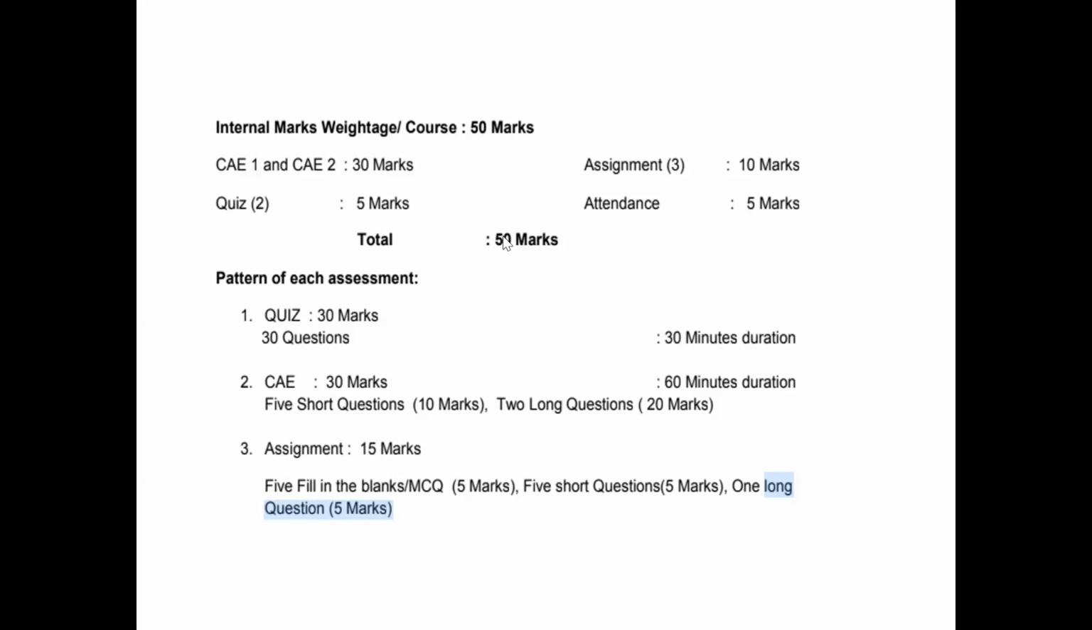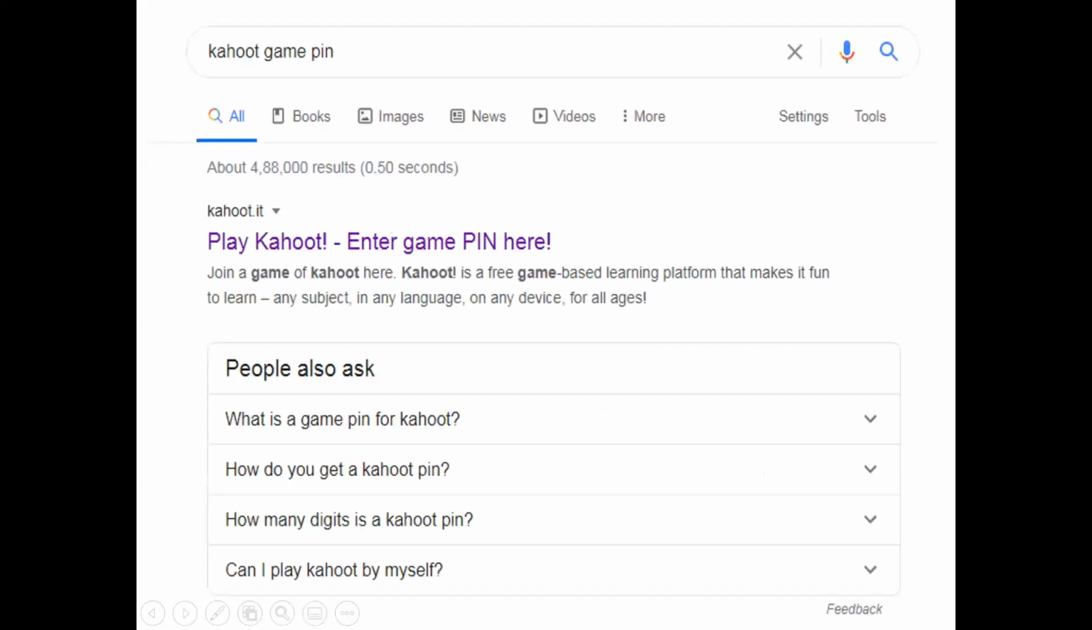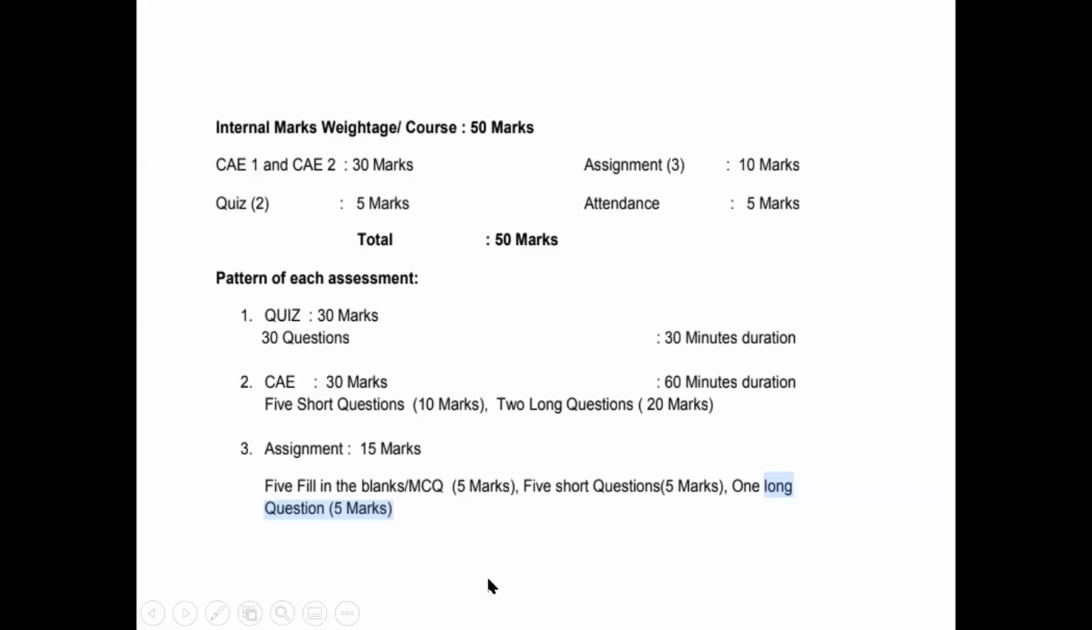Now for the first unit I am going to give the assignment. The assignment will open on 31st August. Are you clear? What you have to do is go to LMS, write the assignment, and upload it. You have 5 fill in the blanks. It's not a very big assignment. 5 fill in the blanks, 5 short questions, 5 into 1, 5 marks, and one long question.